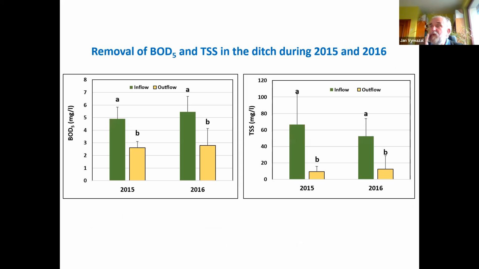So we also follow the BOD5 and suspended solids. So you see that the concentrations are not extremely high for BOD, because these drainage waters are usually not so high in organics. Also, the concentration of suspended solids reach 60 milligrams on the average, but there was a very high fluctuation. It's also typical for these drainage waters, and the outflow concentrations were really very low.